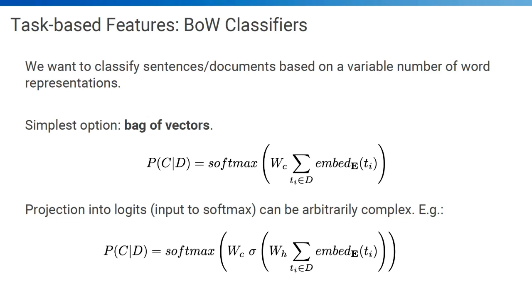So the simplest approach to classifying is a bag of vectors approach. Simply, we're going to embed all the words in our document with our embedding matrix, and we're going to sum them. So we're not taking into account word order or any sort of compositional relationships between them. And we're going to project that into our classes. Once we've projected, we want to yield a probability distribution over the classes, so we'll simply softmax.